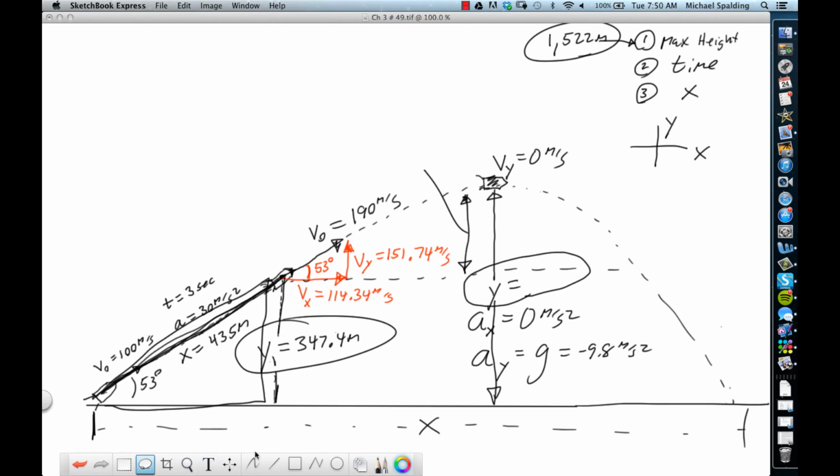Okay, so again, we have to break this into two parts. We already have the time for the first part. The time for the first part was 3 seconds. So how do we find the time for the second part?